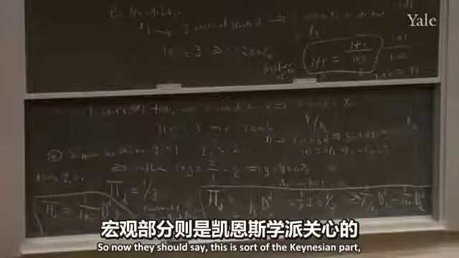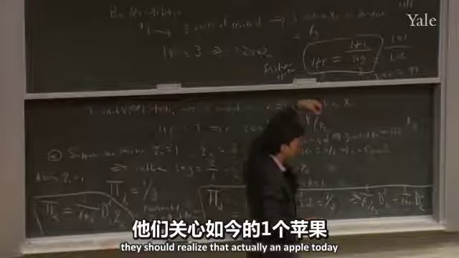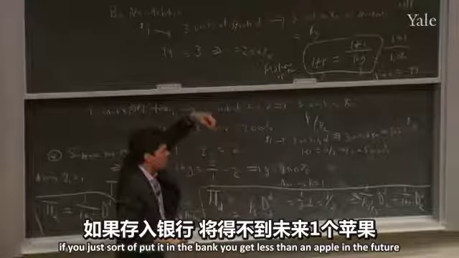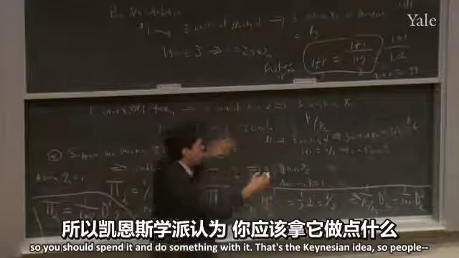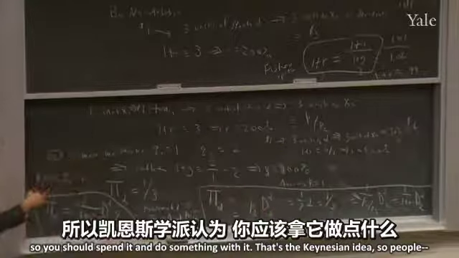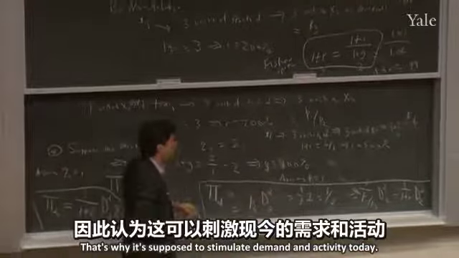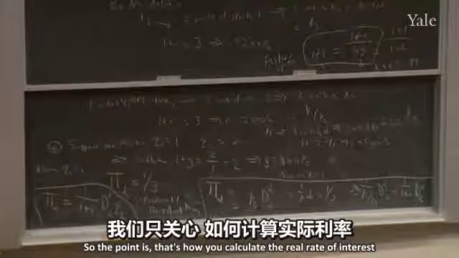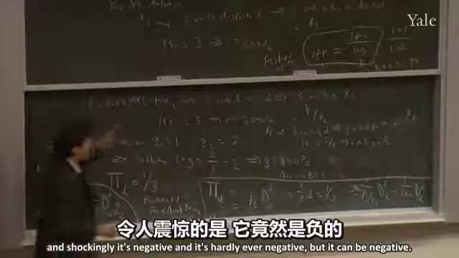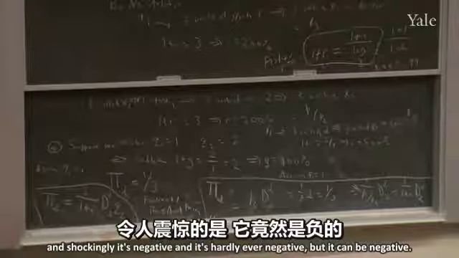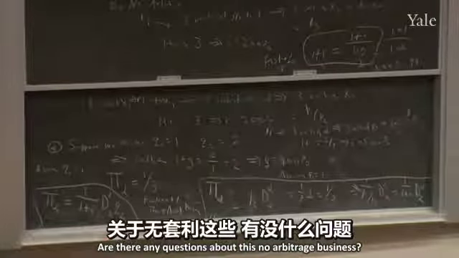So now they should say, this is sort of the Keynesian part, they should realize that actually, an apple today, if you just put it in the bank, you get less than an apple in the future, so you should spend it and do something with it. That's the Keynesian idea. Why fritter away part of your apple? Do something with it. That's why it's supposed to stimulate demand and activity today. Okay, so that's how you calculate the real rate of interest, and shockingly, it's negative. It's hardly ever negative, but it can be negative. Are there any questions about this no arbitrage business?